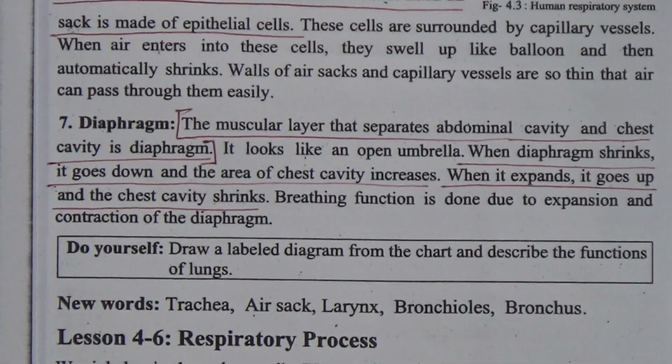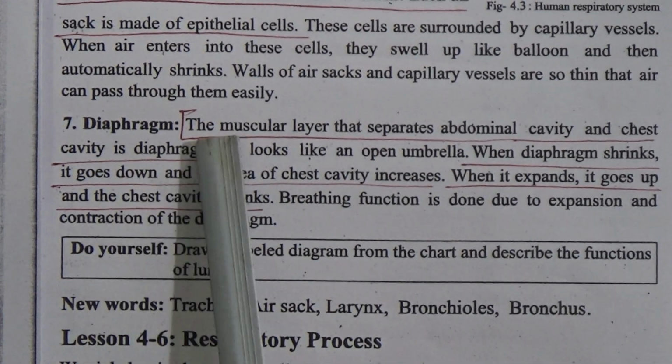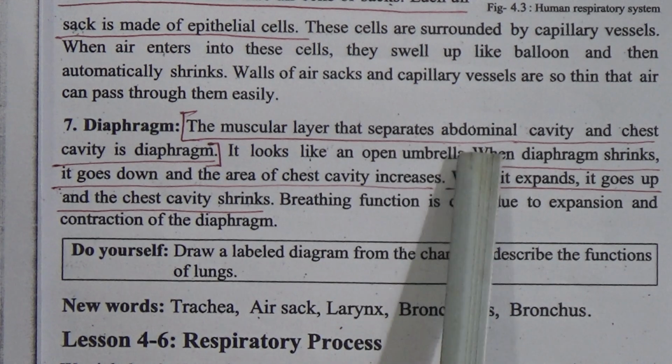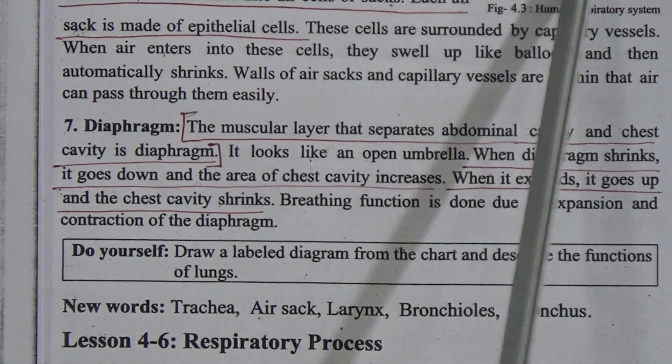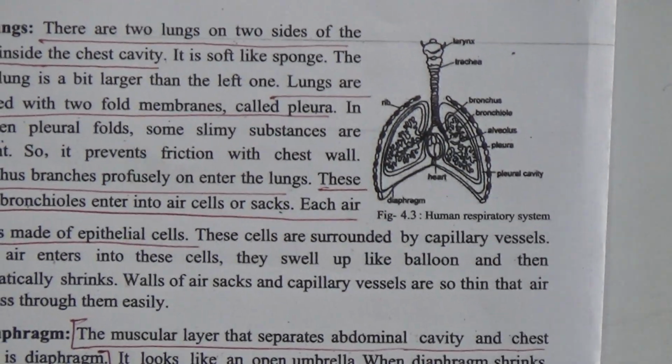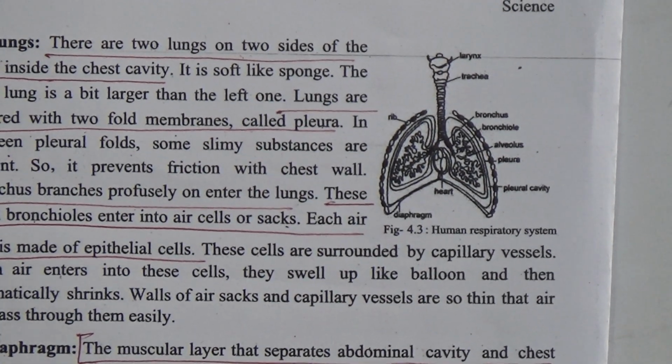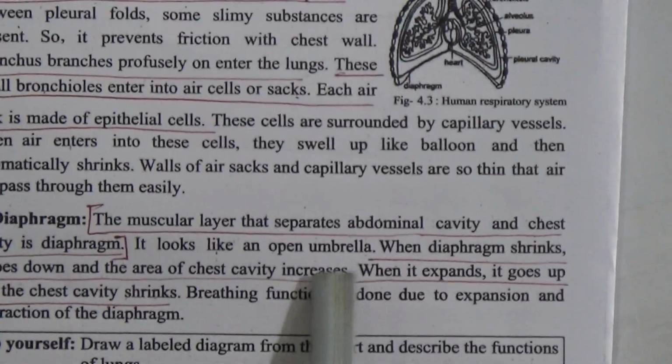Now diaphragm. The muscular layer that separates the abdominal cavity and chest cavity is called the diaphragm. Here we find the diaphragm. It separates the abdominal cavity and chest cavity into different parts. It looks like an open umbrella.